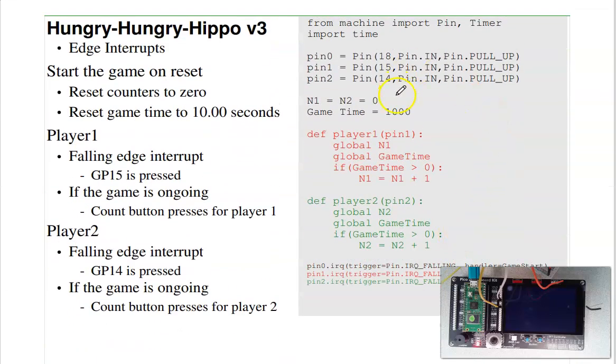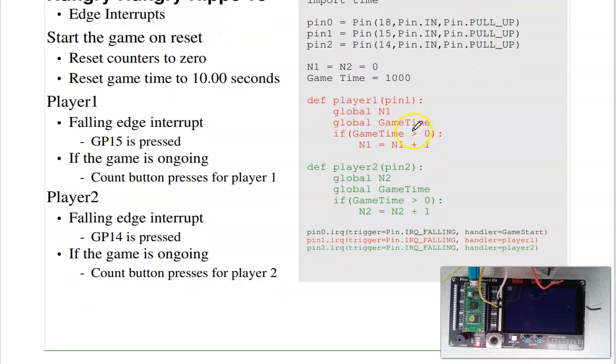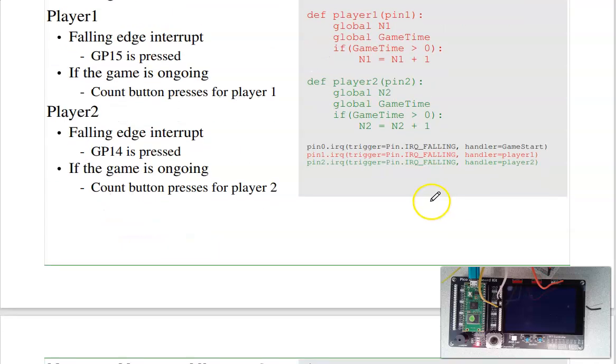So in terms of coding, I'm going to have a couple input pins. This starts the game, plays the game. Once the game starts, it sets to 10 seconds or 1,000 counts at 10 milliseconds per count. I'll set up the different pins for interrupts. I've got the game start, which sets the game to 10 seconds. Player 1 counts player 1, player 2 counts player 2, as long as the game is on.